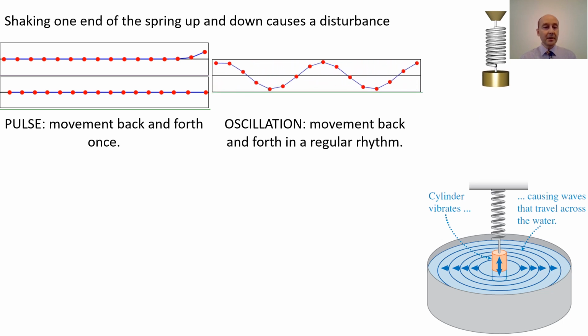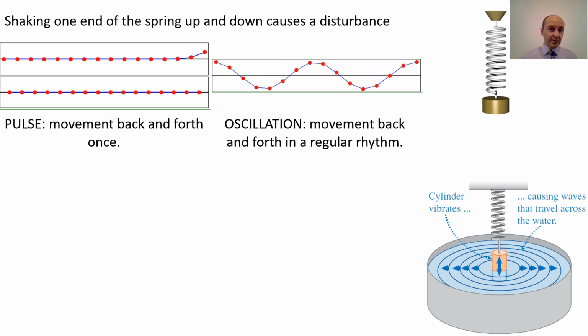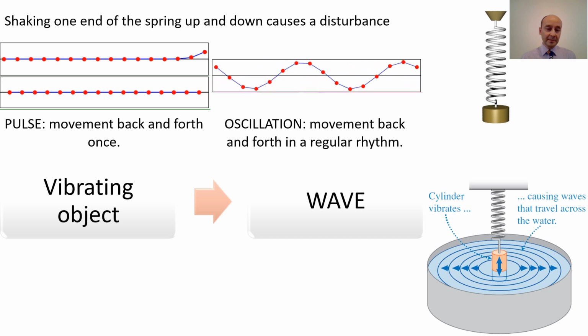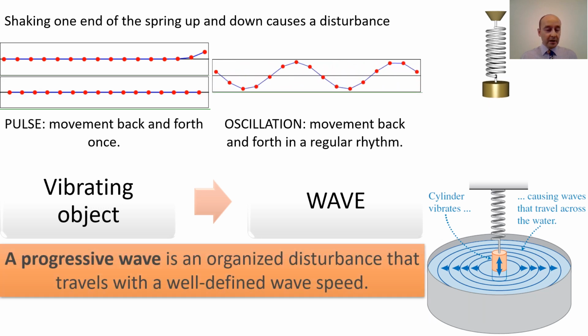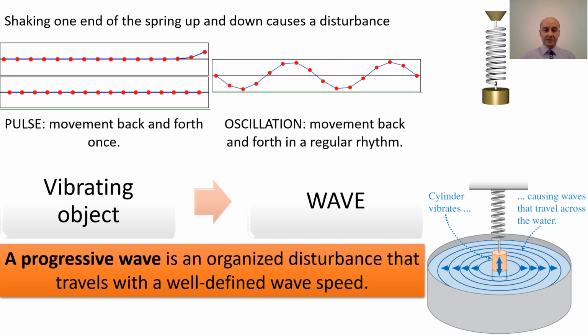Here you can see some animations of a pulse. Here we go, this is a pulse, and that's a special type of pulse, and here is another special type of pulse. If you have a train of pulses, you have the wave. For a wave to take place, you need a vibrating object. Here comes our first definition, a progressive wave. A progressive wave is an organized disturbance with a well-defined speed.